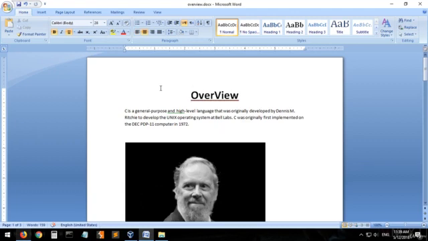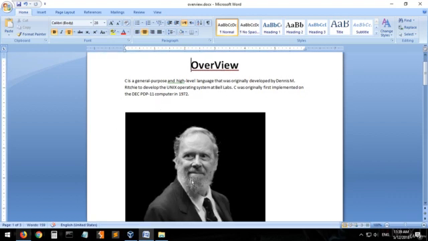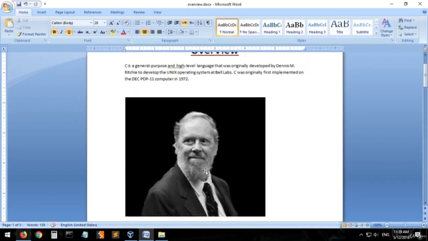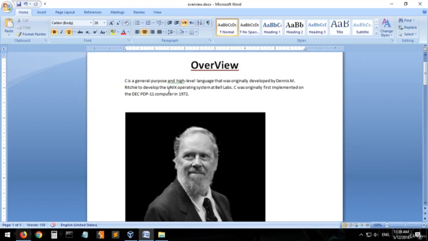Hello everyone and welcome. So this is the C overview. Now, the C language is a general purpose and high level language that was originally developed by Dennis Ritchie. This is the guy who invented C, to develop the Unix operating system at Bell Labs.